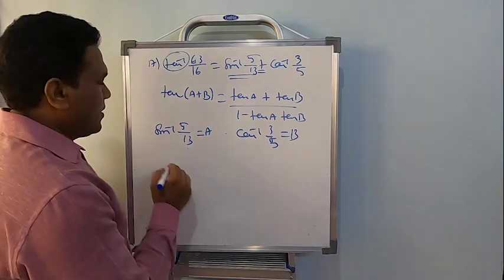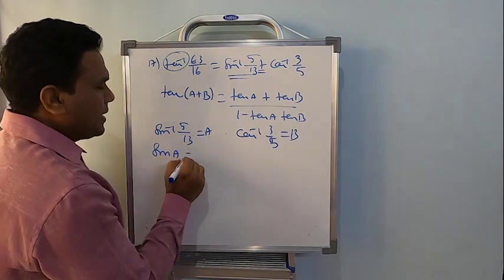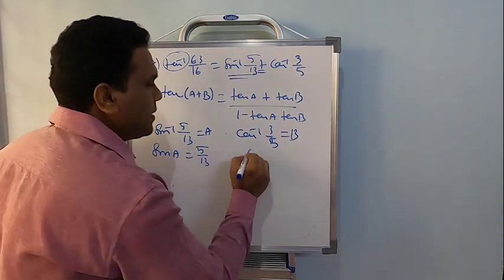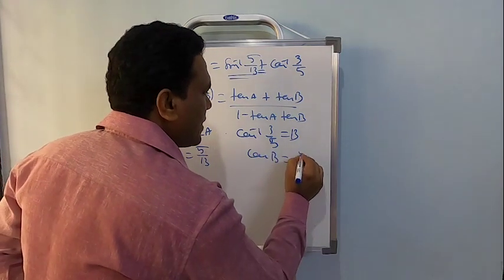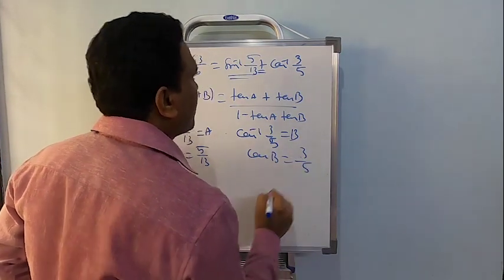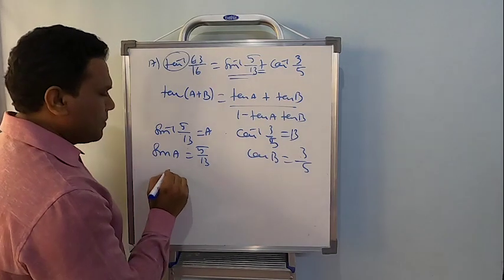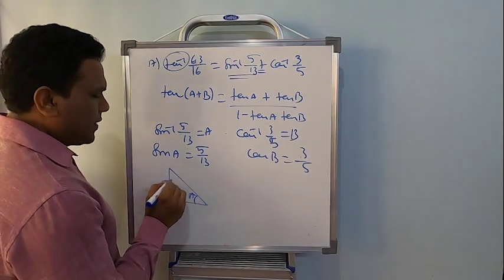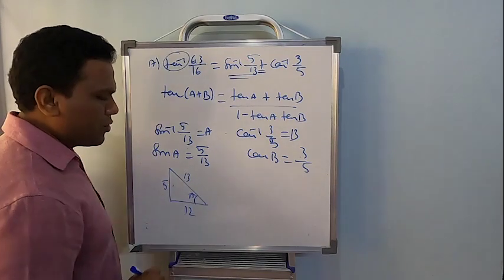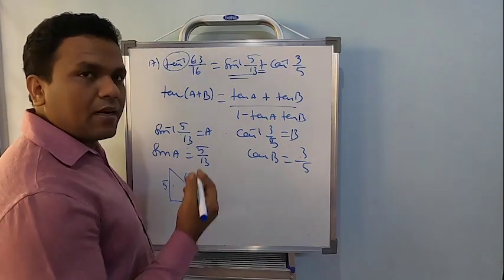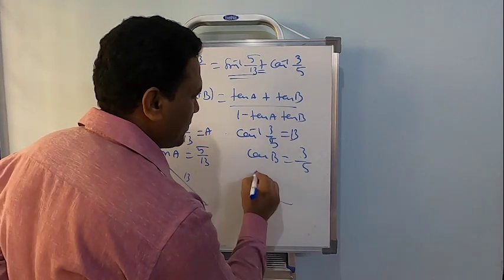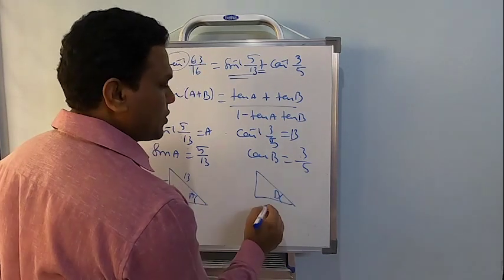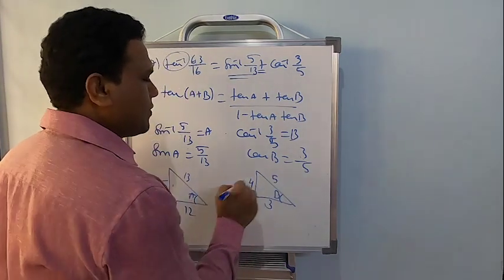Now to simplify further, sin A can be written as 5 by 13, and cos B can be written as 3 by 5. Right, okay. Now let's complete the triangles for both. This is A, so this will be 5, this will be 13, and this is going to be 12. Complete the triangle by using Pythagoras. For B, this is the definition of cos, so 3, 5, and this will be 4.